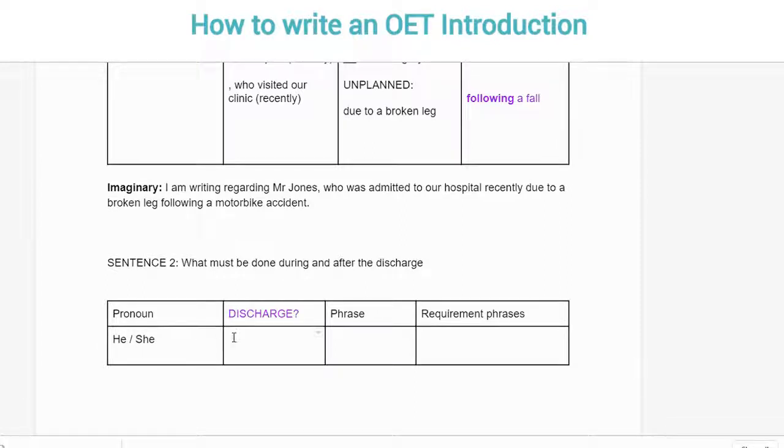Okay. And then Raji, let's imagine it's not a discharge letter here. What's the phrase that we usually say? We say he or she now requires. Good. Or needs.